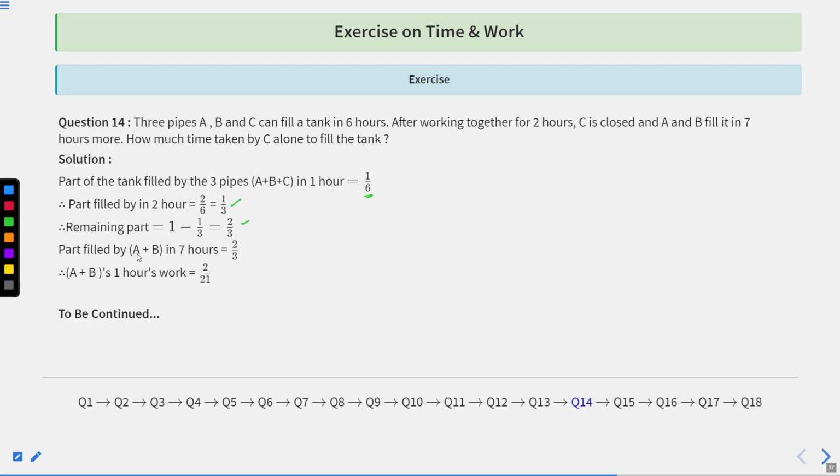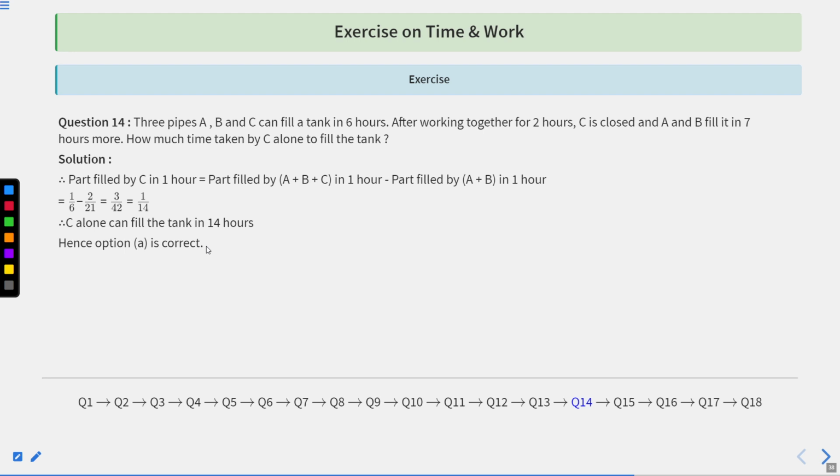So the part filled by A plus B in 7 hours is given by 2 upon 3. Therefore, A plus B's 1 hour work is 2 upon 21. Therefore, the part filled by C in 1 hour is equal to the part filled by A plus B plus C in 1 hour minus the part filled by A plus B in 1 hour. Which is equal to 1 upon 6 minus 2 upon 21, that is equal to 3 upon 42, or we can say 1 upon 14. So C alone can fill the tank in 14 hours. So the correct option here is option A.